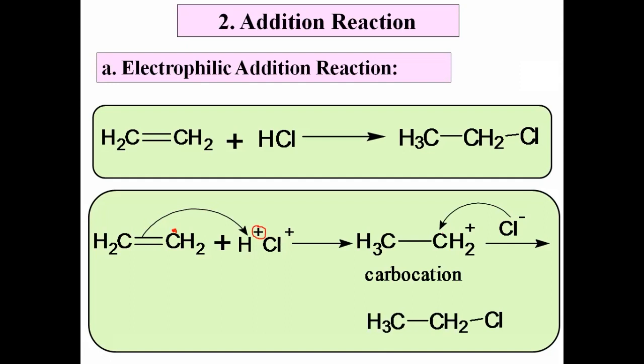What happens in the first step? Here, this is an example of addition reaction, no doubt. But that addition reaction is started by the attack of the H plus ion. In the first step, there is attack of the H plus ion. H plus means a positively charged ion, means an electrophile, so the addition reaction is initiated by the attack of an electrophile. Therefore, it is called electrophilic addition reaction.